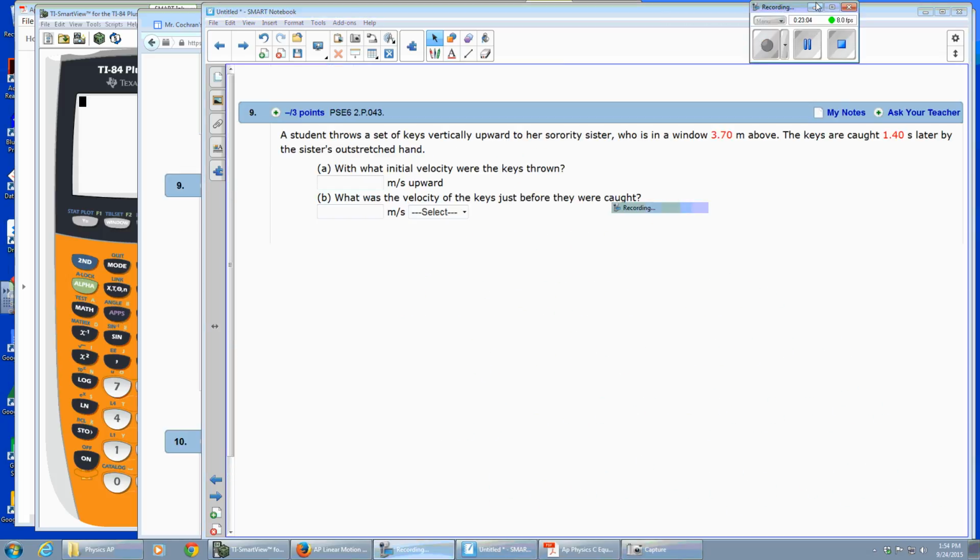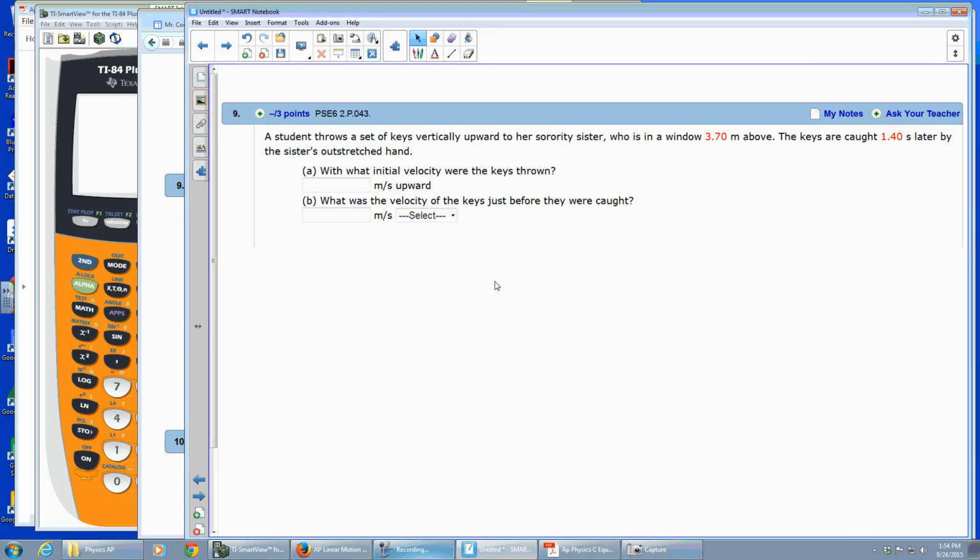Alrighty, let's do number 9. A student throws keys vertically to her sorority sister, who is in a window 3.7 meters above, and the keys are caught 1.40 seconds later at her hand. What was the initial velocity of the keys thrown? Of course, we're in free fall here, which gives us a constant acceleration, right? So we've got the ground here, the building, the hand, the sorority sister, accelerating down the whole time at g.